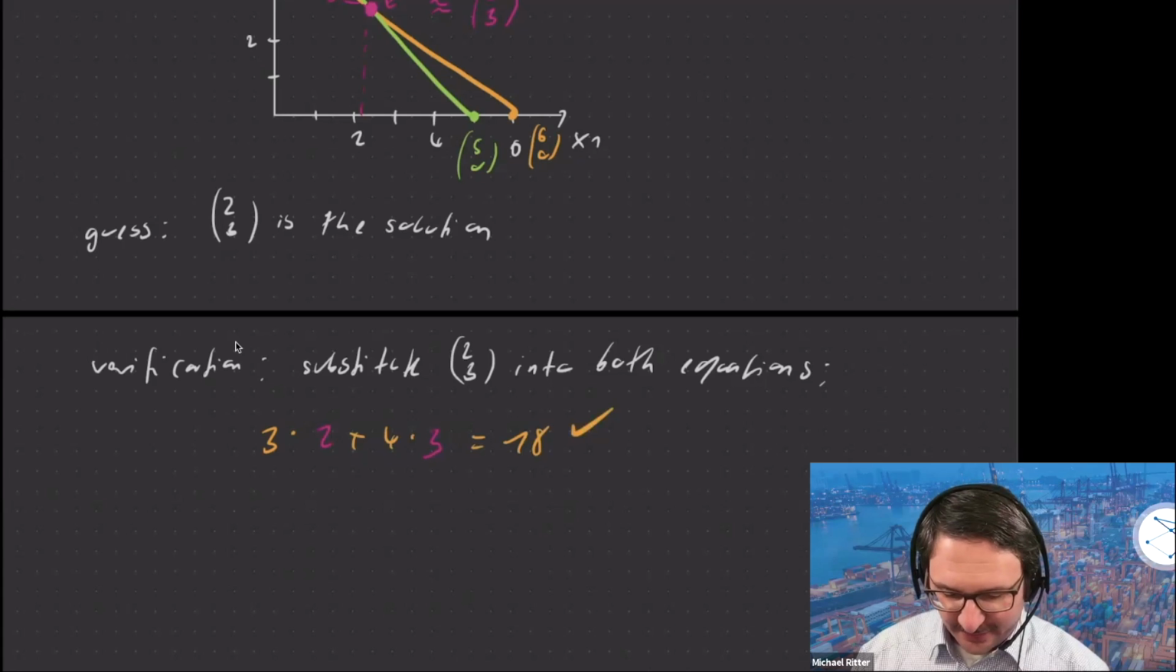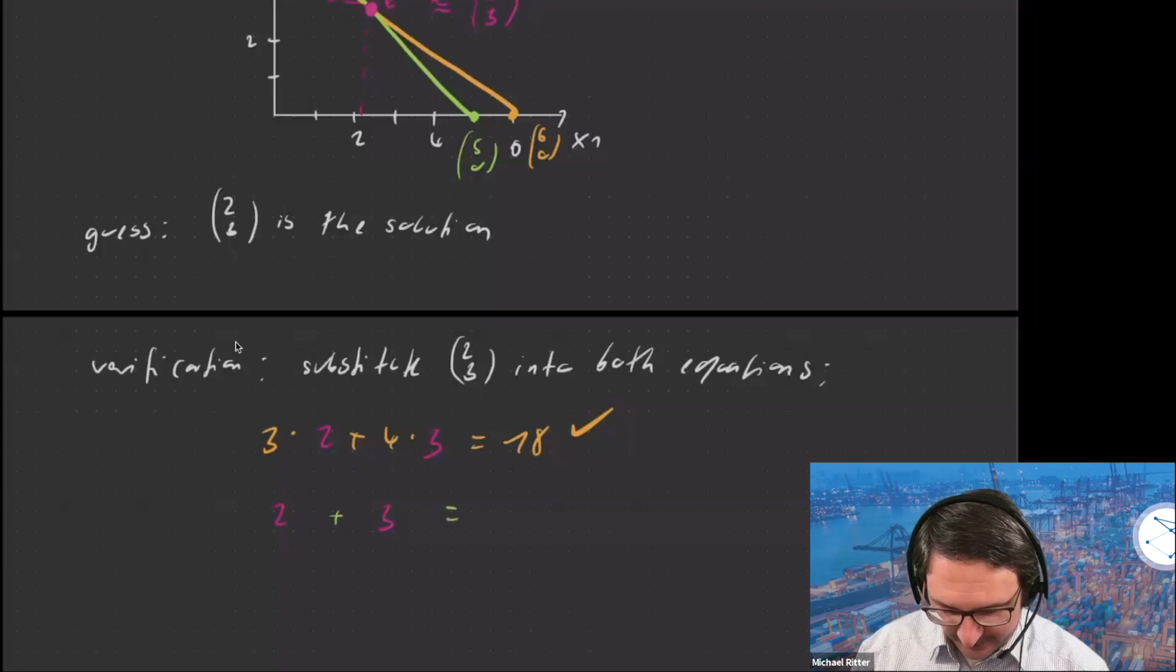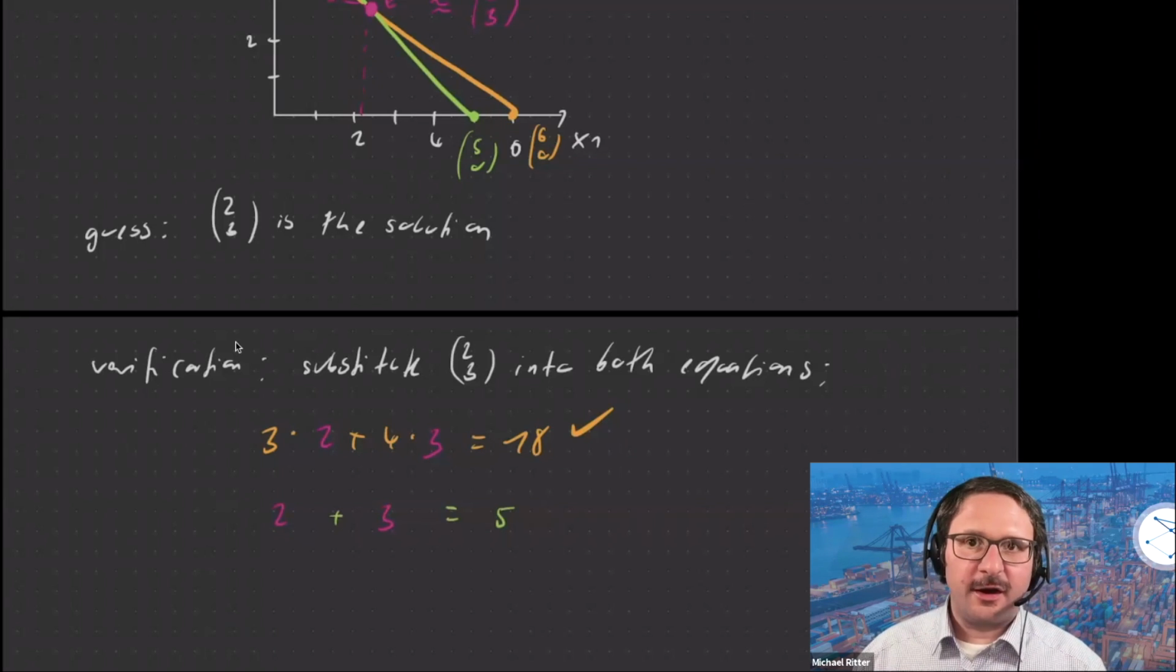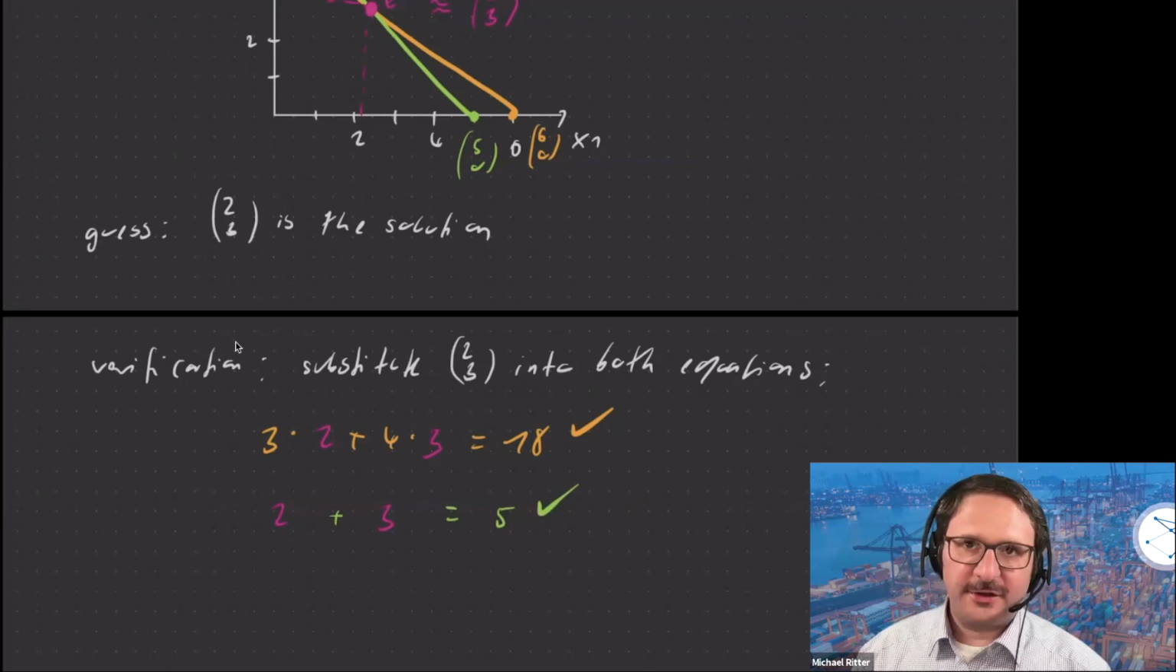So that's right. And for the second equation, well, we just get x1 plus x2. So that's 2 plus 3. And that is 5. And again, 5 is the right-hand side of the equation. So that's correct as well. Well, that means we have actually found the solution to that system graphically.